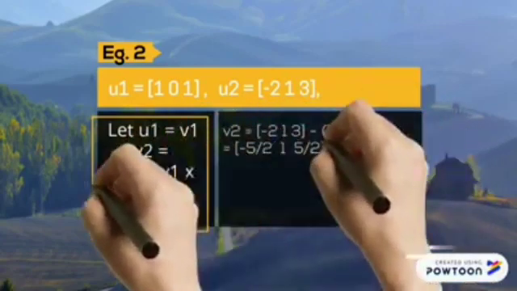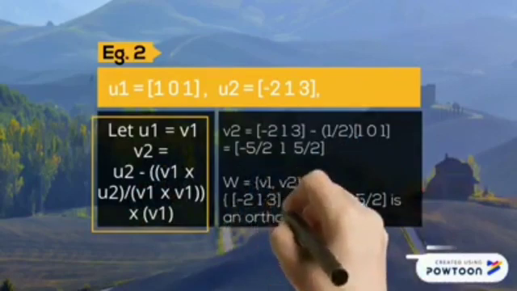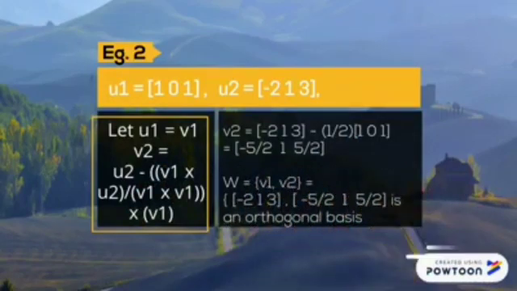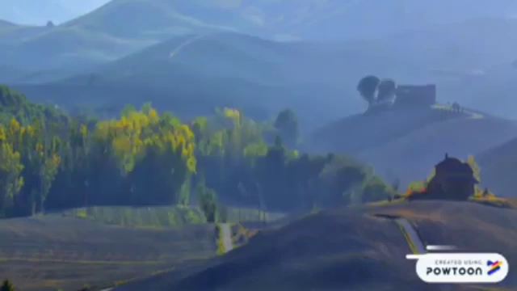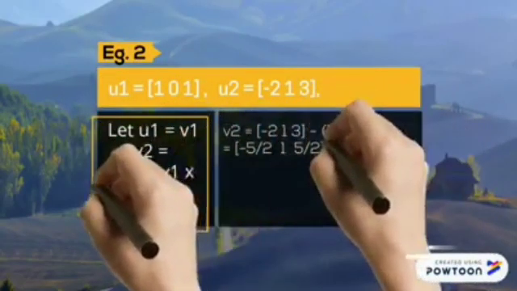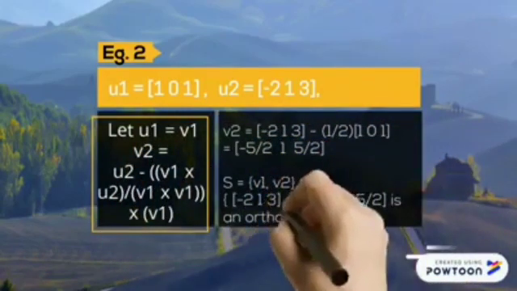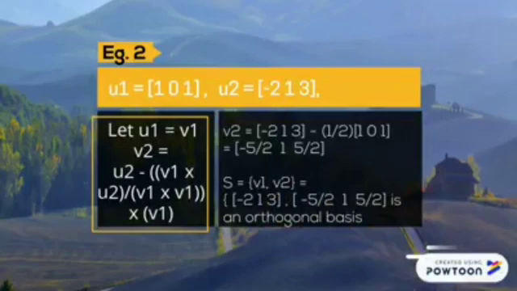Vector (1/2, 0, 1/2). v2 equals (-5/2, 1, 5/2). Then W equals {v1, v2}, which equals {(1, 0, 1), (-3/2, 1, -5/2)}, which is an orthogonal basis.